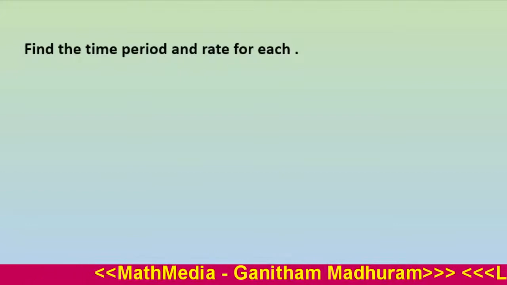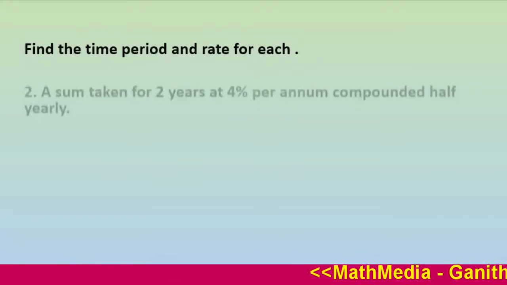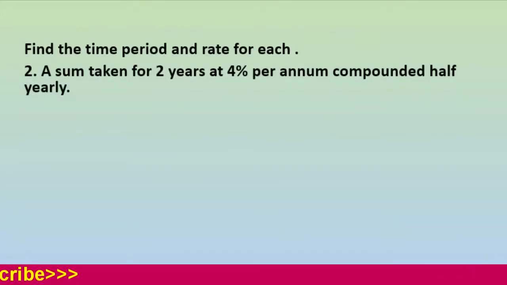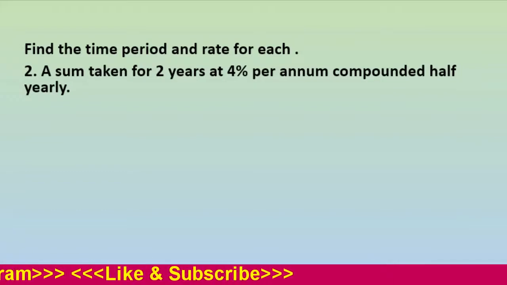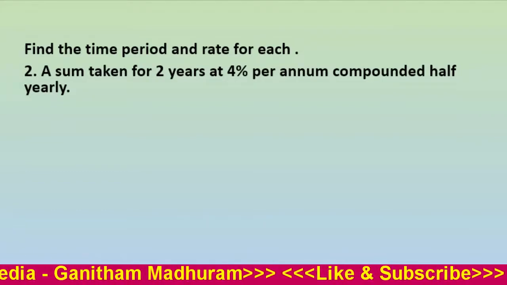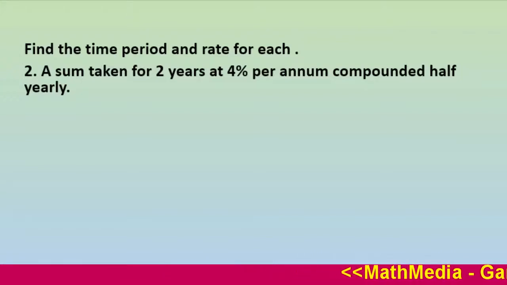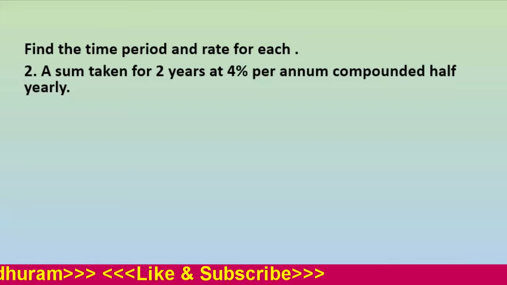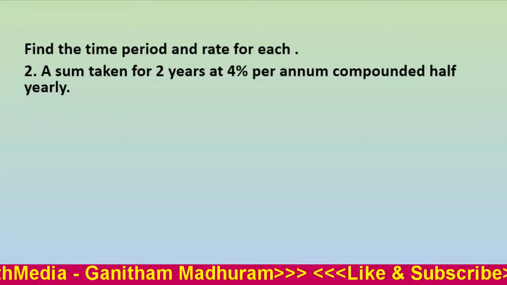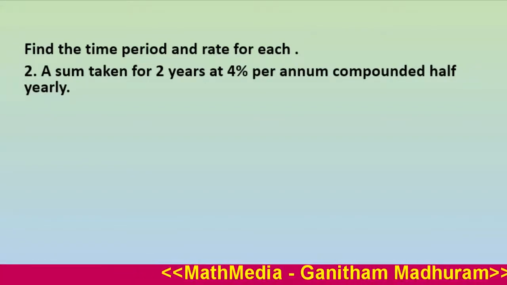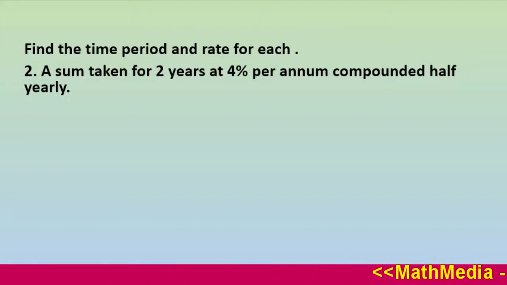Find the time period and rate for each. A sum taken for 2 years at 4% per annum compounded half yearly. Here we have to find the time period and rate. See children, if the interest is compounded half yearly, then what will be the respective changes? Do you remember that one?